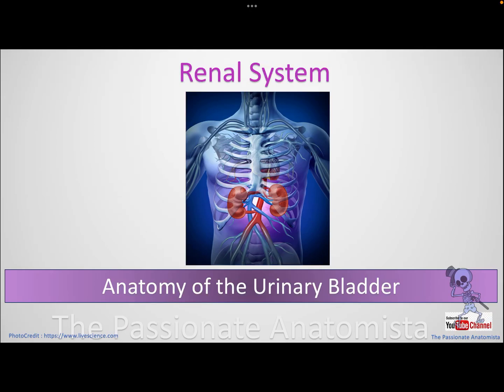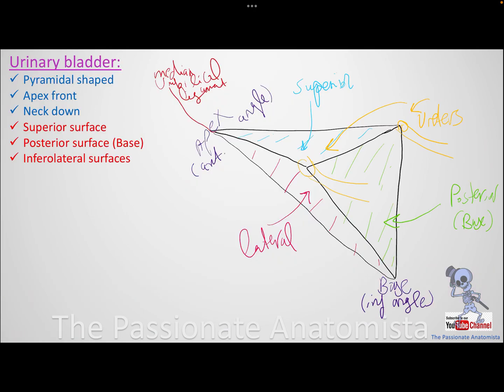Now we're going to talk about the anatomy of the urinary bladder. So I drew this picture before recording to save some time. The bladder is basically a pyramidal shaped structure that has an apex that faces your abdominal wall. Your abdominal wall is basically here. And then it has surfaces.